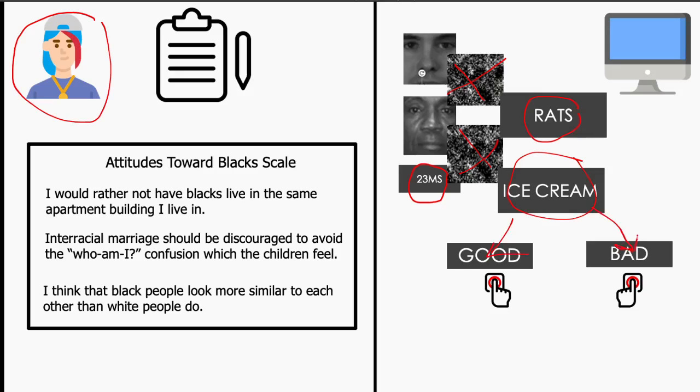This is the same idea as Fazio's automatic evaluation task. If you have an automatic positive affective response to white faces, then this should make it harder to process something negative thereafter, but easier to process something positive. And you can say the opposite for a Black face.